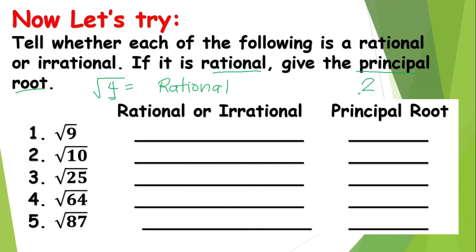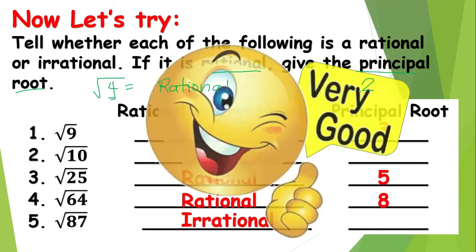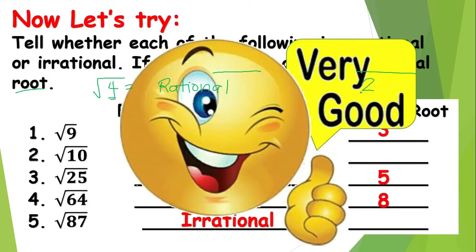Okay, tingnan natin kung nakuha niyo lahat ng tamang sagot. So number 1, it is rational and the principal root is 3. Number 2 is irrational at wala na tayong ilalagay sa principal root. Number 3, it is rational and the answer is 5. Then number 4 is also rational and its principal root is 8. And number 5 is irrational. Okay, very good. I hope nakuha nyo lahat ng tamang sagot.